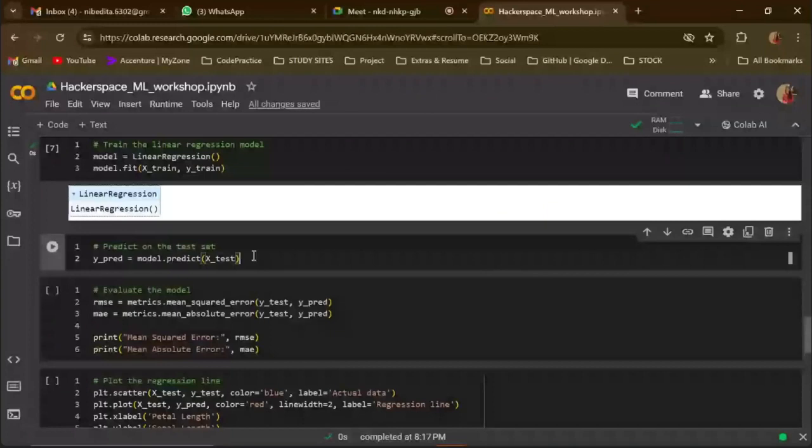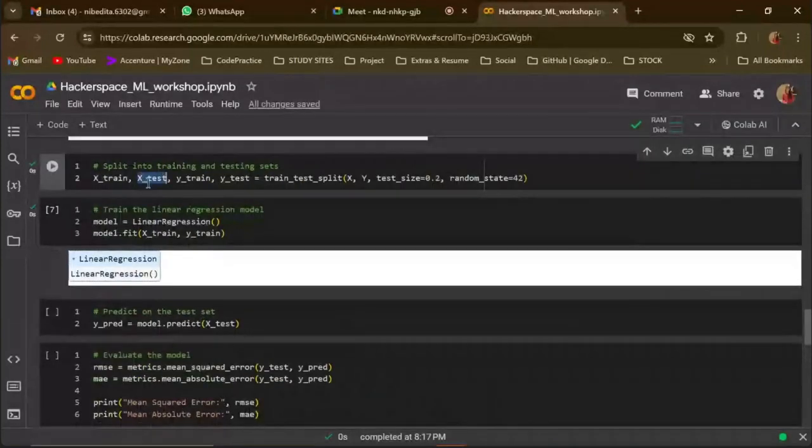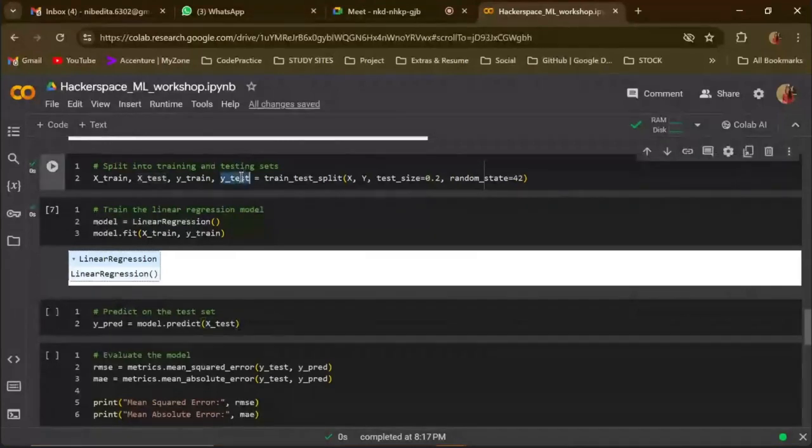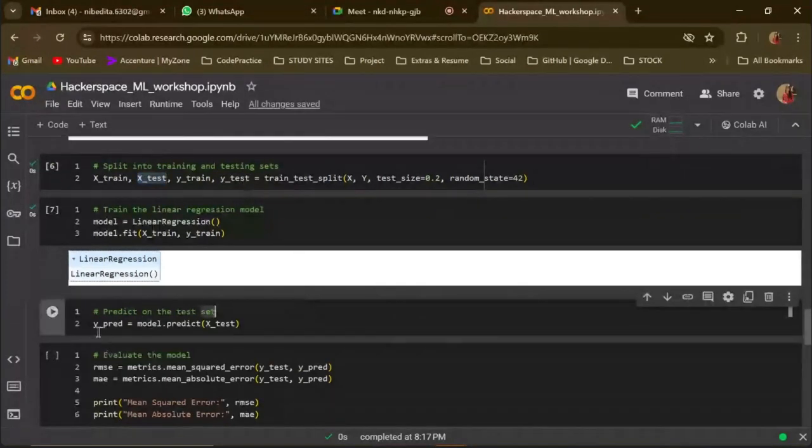And now we are using the X test, which means the independent variable from the testing data is used to predict the output. After predicting the output, we are going to see if the Y test, that is the dependent variable in the testing data, matches with the prediction data of the independent variable in the testing data. Is this too confusing? Did I confuse all of you?